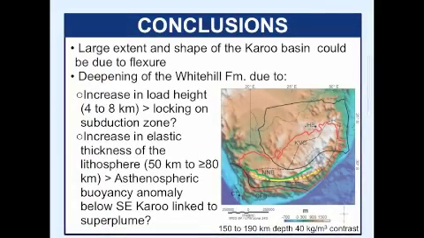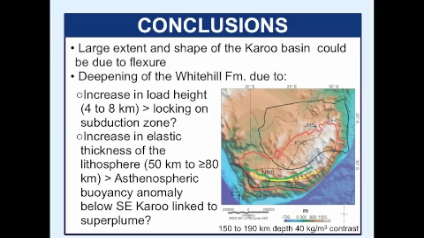So in conclusion, we really see that the large extent and shape of the Karoo Basin could be due to flexure. Many people have argued that the basin is too large for that to be the only mechanism. We've seen that the White Hill deepens to the southeast, and we've shown that this could be due to an increase in load height. In linking this to a tectonic scenario, it could be due to locking on the subduction zone further south that is forming this Cape Fold Belt. We've also shown that this deepening in the basin is due to an increase in elastic thickness of the lithosphere.